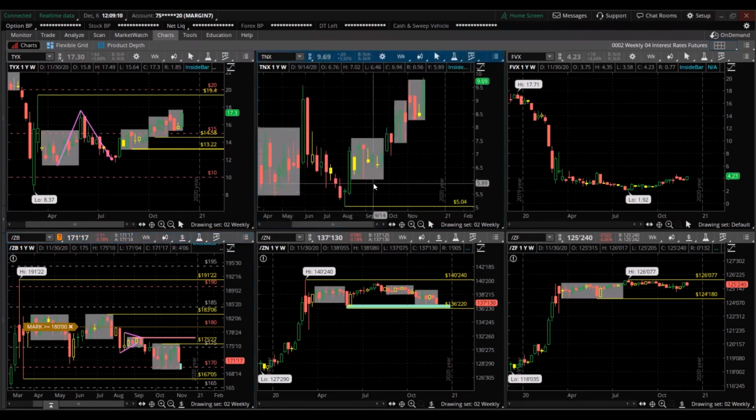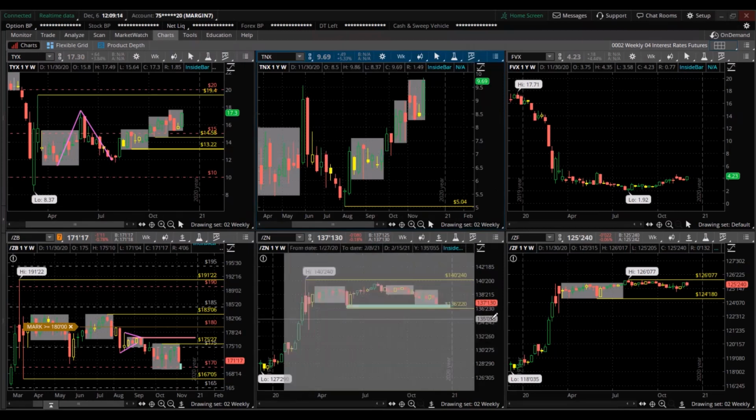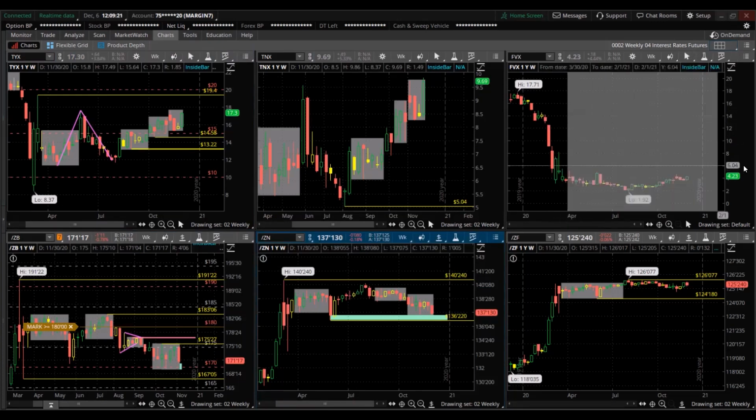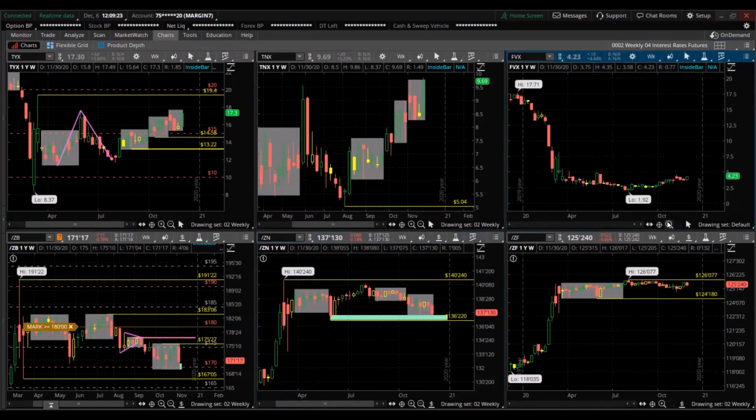It's also a staircase pattern, higher high, in the 10-year yield, where the 10-year note is much more of a consolidation phase. Let's look at the 5-year yield. Better to just see here, much more of a consolidation. And same with the 5-year note in the bond market, much more of a consolidation.